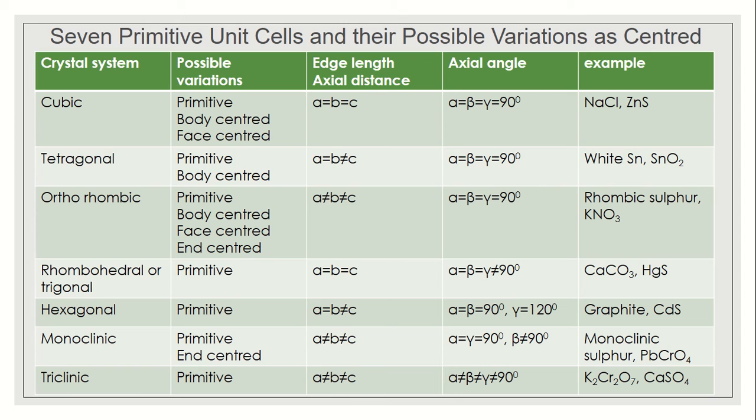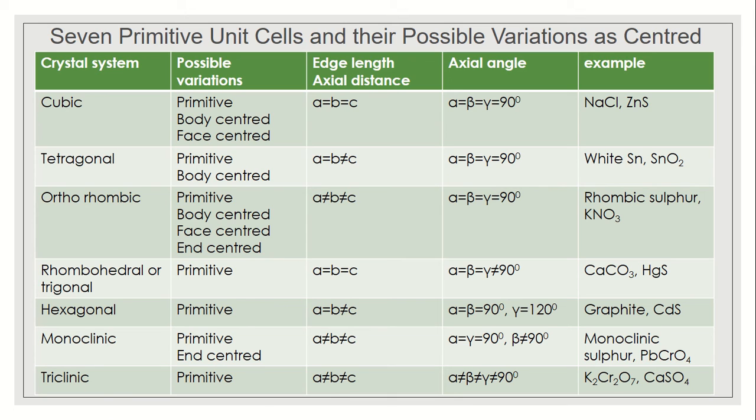Crystal system, cubic: you can see all the parameters are equal. A is equal to B is equal to C and alpha is equal to beta is equal to gamma is equal to 90 degrees. For example, sodium chloride and zinc sulfide. The possible variations are primitive, body center and face center, which you are going to learn in the next slide.